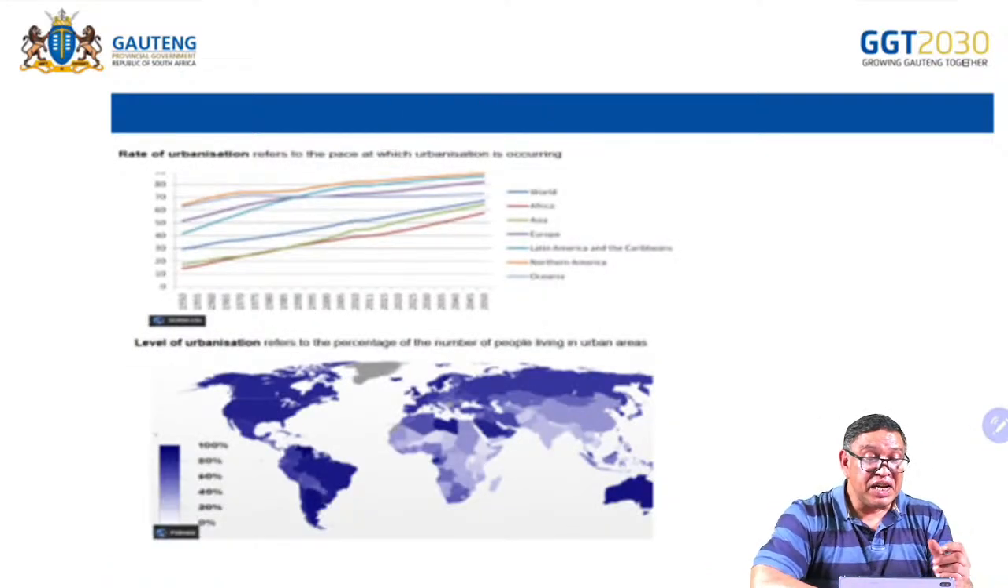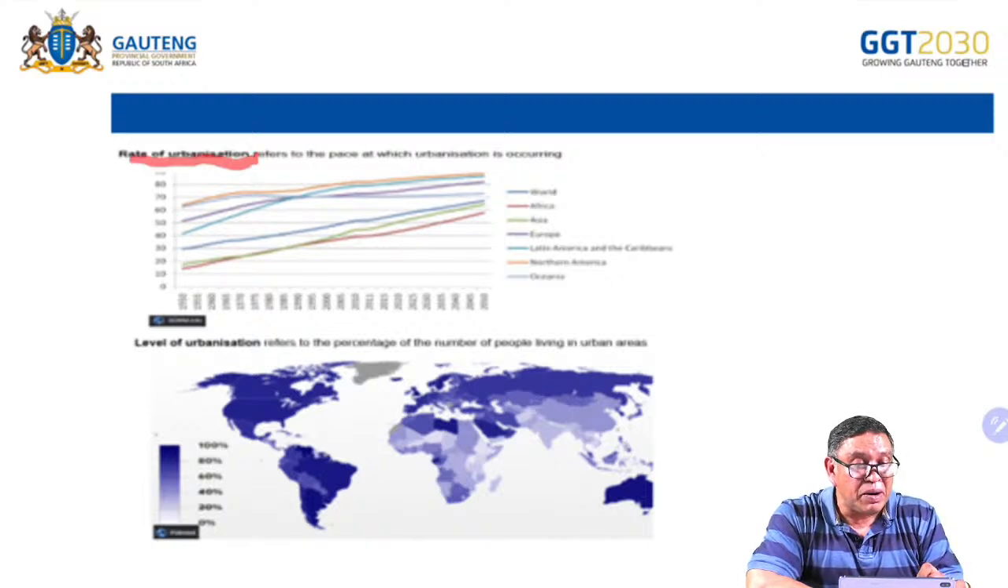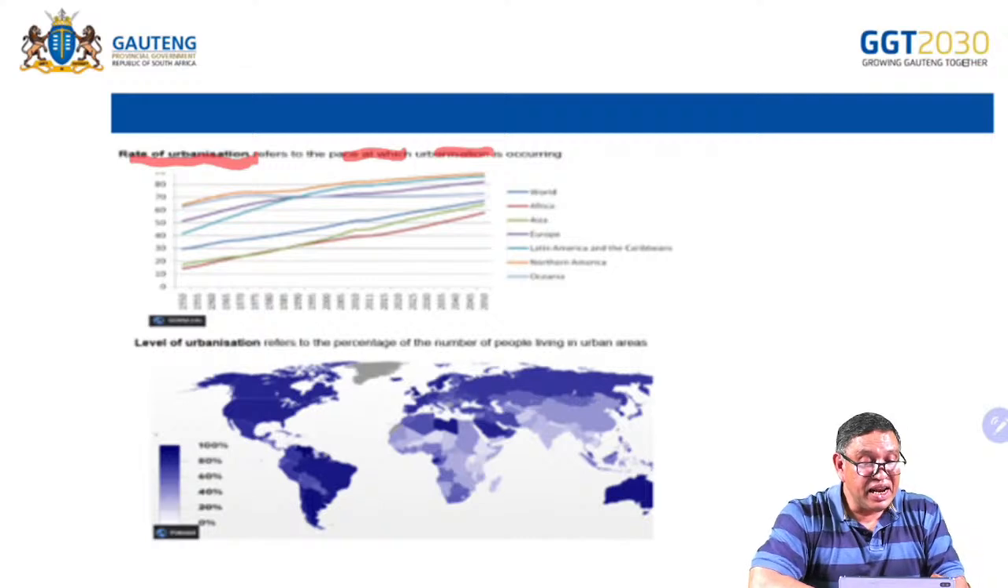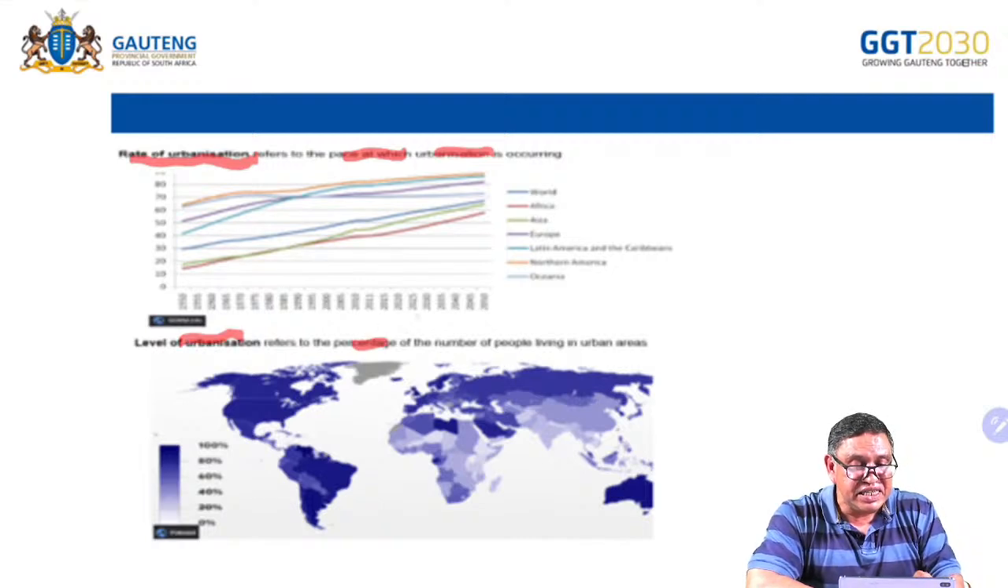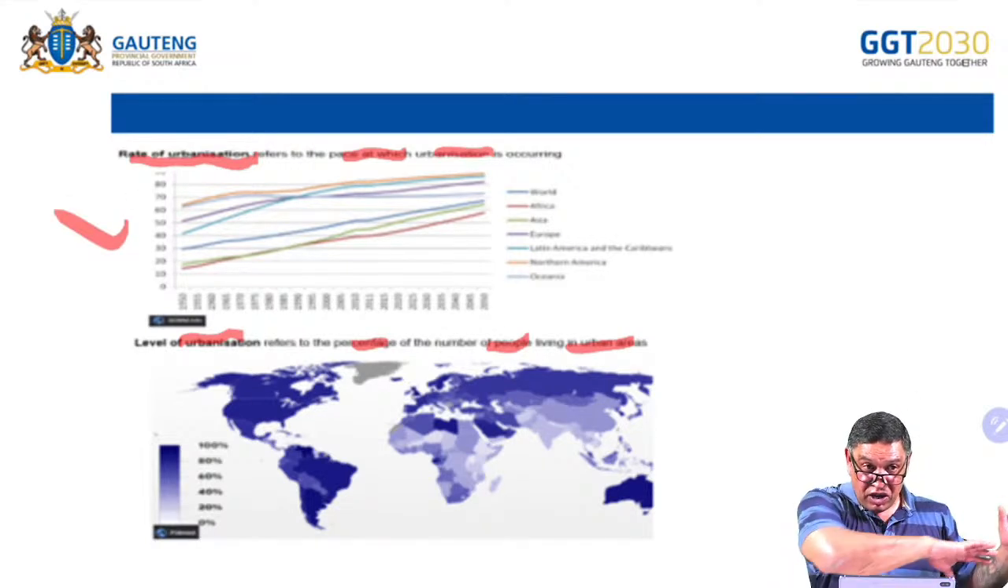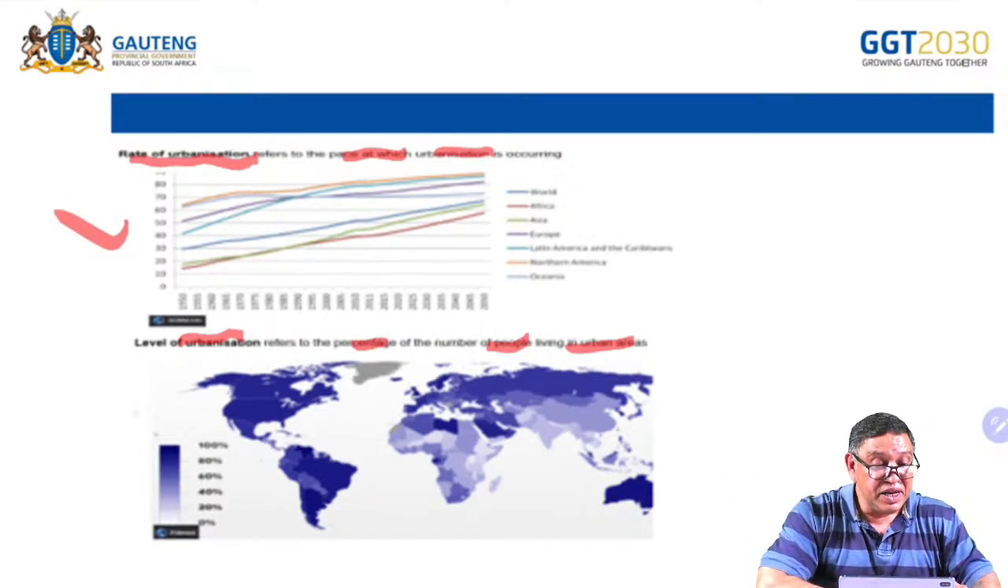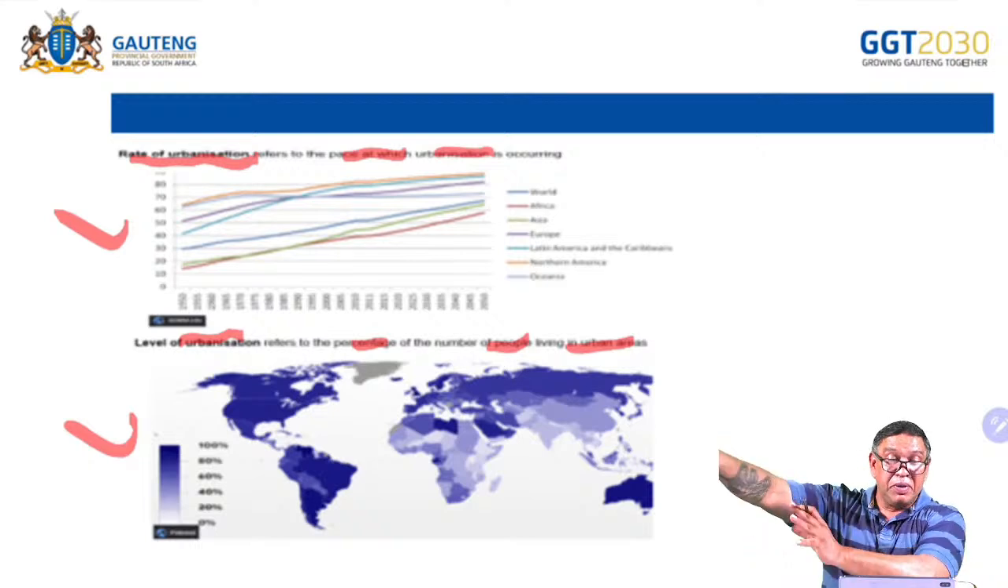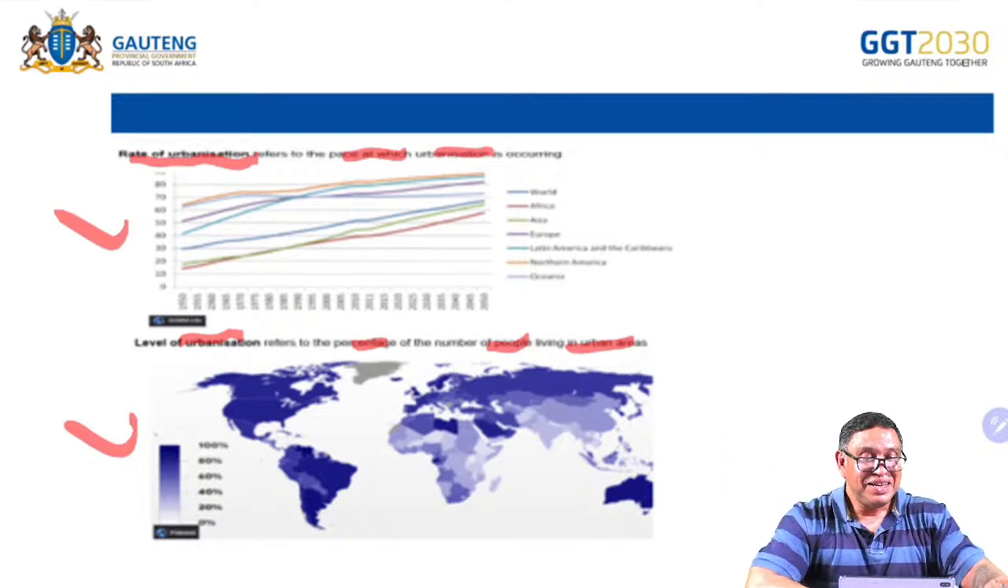The rate of urbanization refers to the pace at which urbanization is happening, and level refers to the percentage and the number of people living in urban areas. So this relates more to developing countries, with lots of people moving in. This refers to how many people are urbanized.